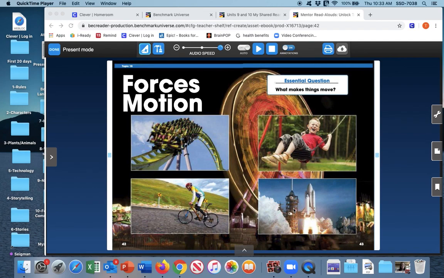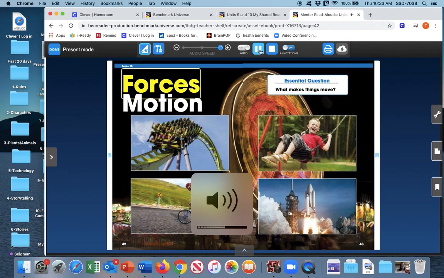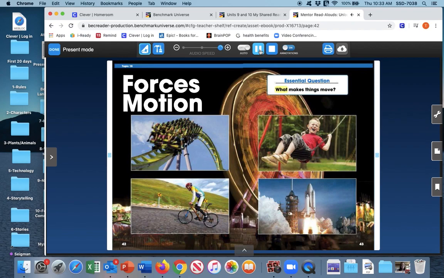How do you move from place to place? And how do you know when something moves? Topic 10. Forces and motion. Essential question. What makes things move? So that is what our focus is, what makes things move. And we will see throughout this unit that there are different ways to make things move. Things move all around us.